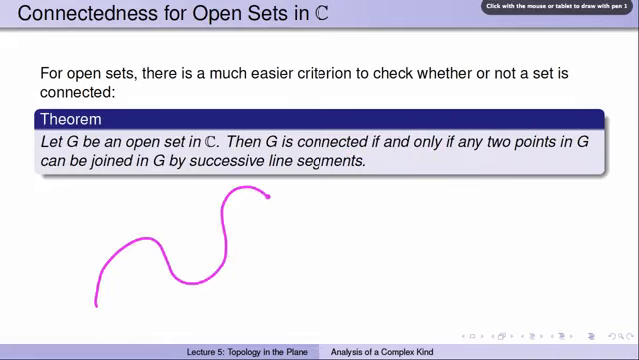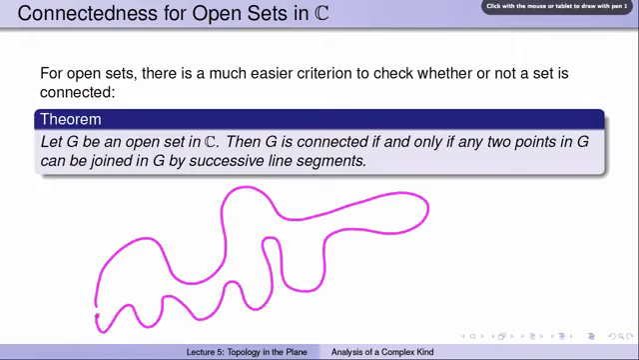So if I draw a set here, and the set could have some holes, so maybe it has a hole right here, and it has a hole here, and maybe it's missing some stuff there. But it's an open set, and it's connected if I can join any 2 points via successive line segments. Suppose I'm picking 2 random points, this one and that one. So can I join them with line segments? Well, yes, I can. I can just start drawing and turn whenever I need to.